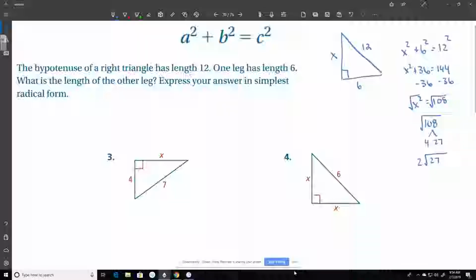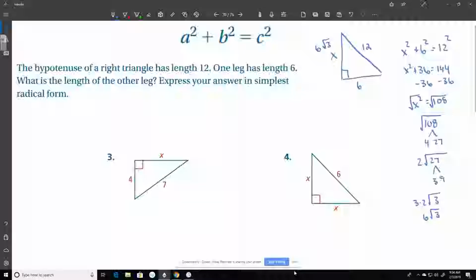And 27 is going to break up into what? Whoops, that's not what I meant to do. Our 27 is going to break up into 3 times 9. And I know the square root of 9. It's 3, so I can also pull a 3 out. So now I have a 2 and a 3 on the outside and a 3 on the inside. So 2 times 3 is 6, square root 3. So this side right here is going to be 6 square root 3. If you have trouble simplifying radical form, come see me. I can help you out with that.